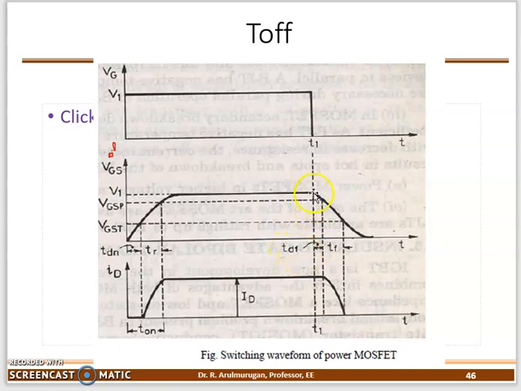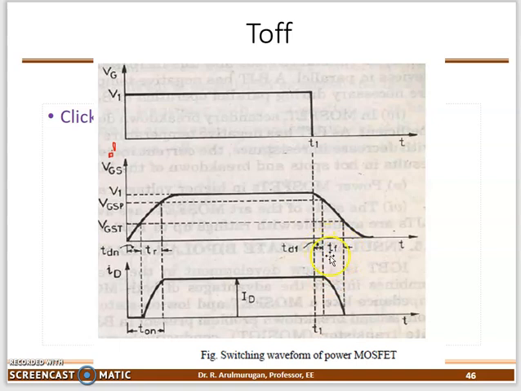It starts to move from the top value V1 to VGSP, the peak value of the input voltage. So VGSP, it moves from the top value to the peak value. During this period, what about the output current? The output current is maintained at the same value.